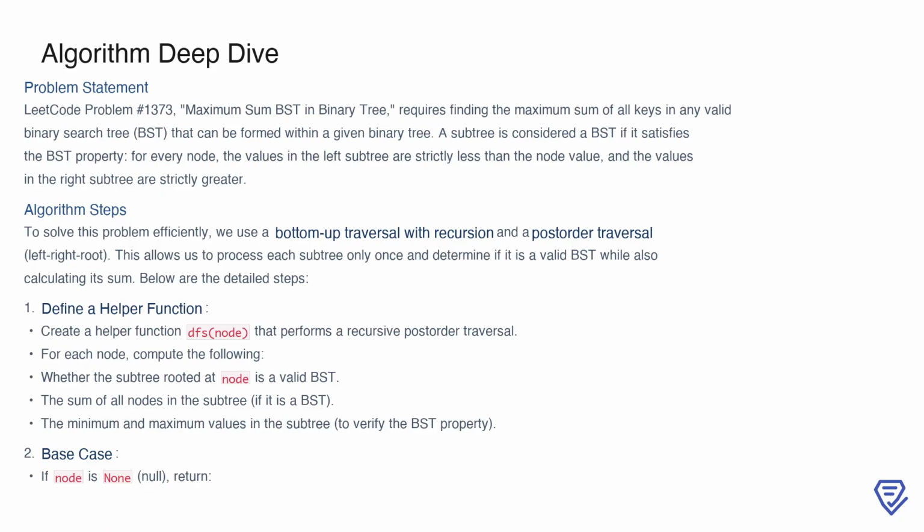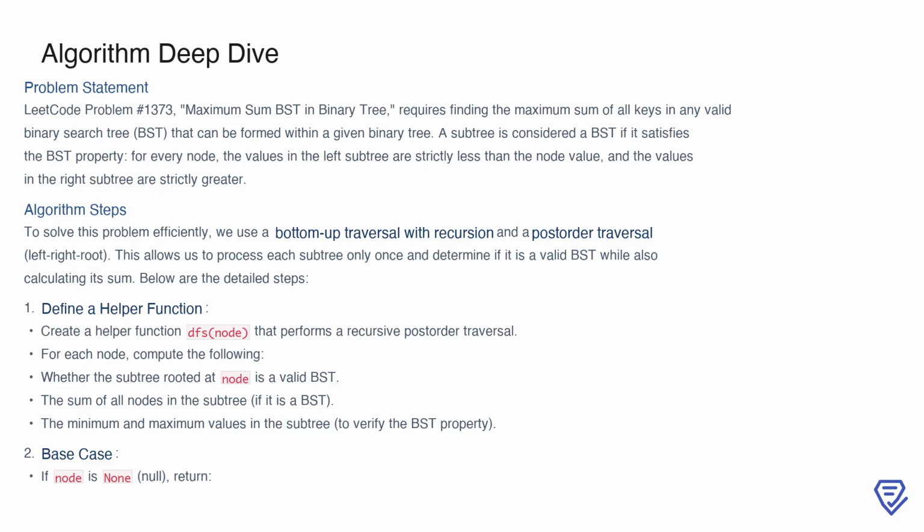subtree are strictly greater. To solve this problem efficiently, we will use a bottom-up approach with recursion, specifically a post-order traversal. This traversal pattern, which processes nodes in a left-right-root order, allows us to evaluate each subtree only once and determine whether it's a valid BST while simultaneously calculating its sum.